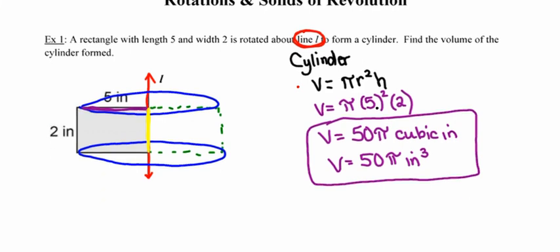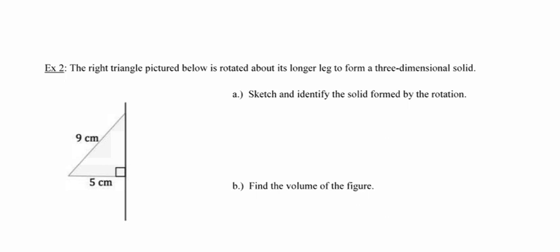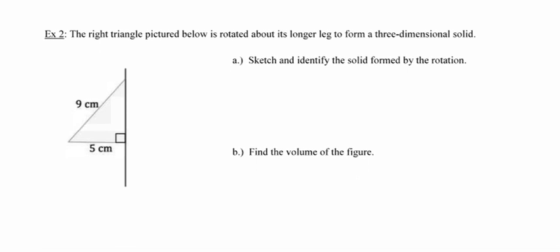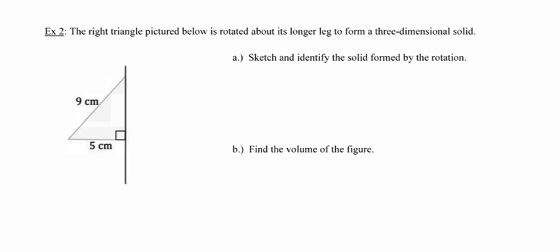All right, moving onwards now, we're going to see what happens when we perform the same exact idea, but our starting figure in this case is going to be a right triangle. And again, if I think about what it means to rotate it, it's really important that we pay attention to exactly where it is that we're rotating around. So we're rotating this triangle around the longest leg.